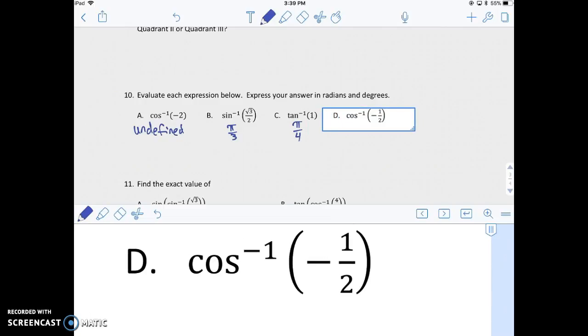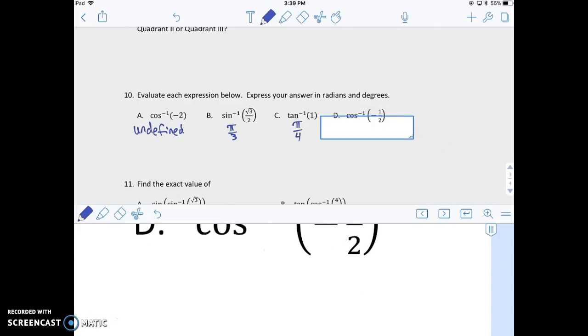Right, in D, we're asking cosine of what angle gives us -1/2. So cosine inverse has a range of quadrants 1 and quadrant 2. So this is either going to be in quadrant 1 or quadrant 2. Since this is negative, we know from last unit that cosine will be negative in quadrant 2. So this angle has to be in quadrant 2 somewhere.